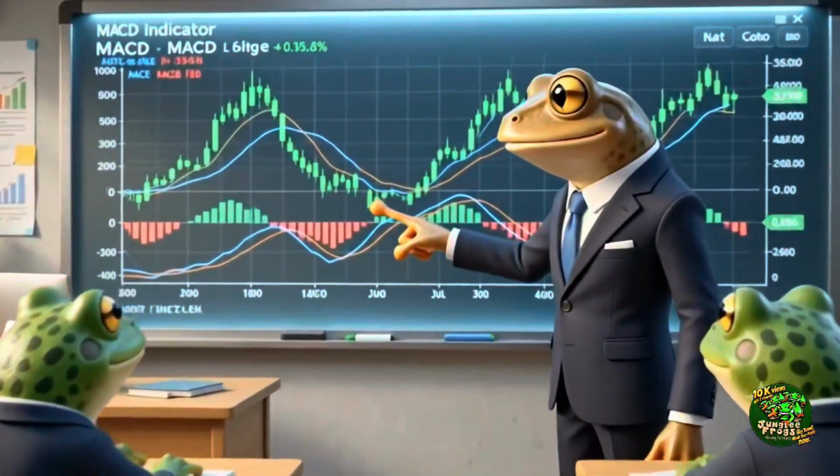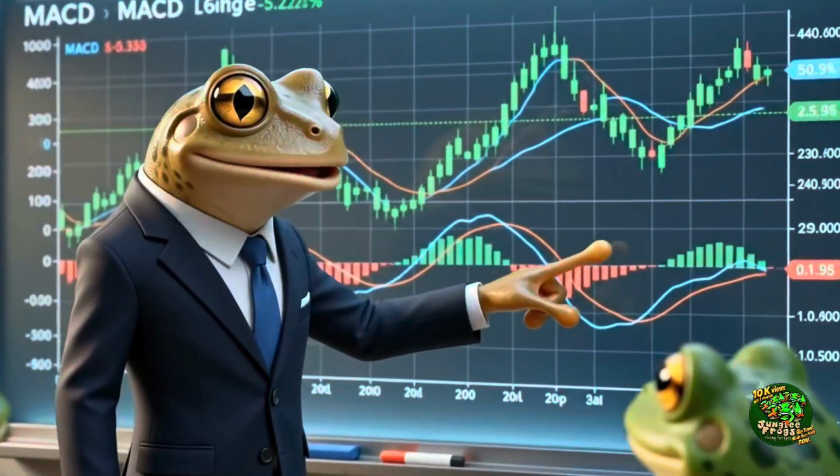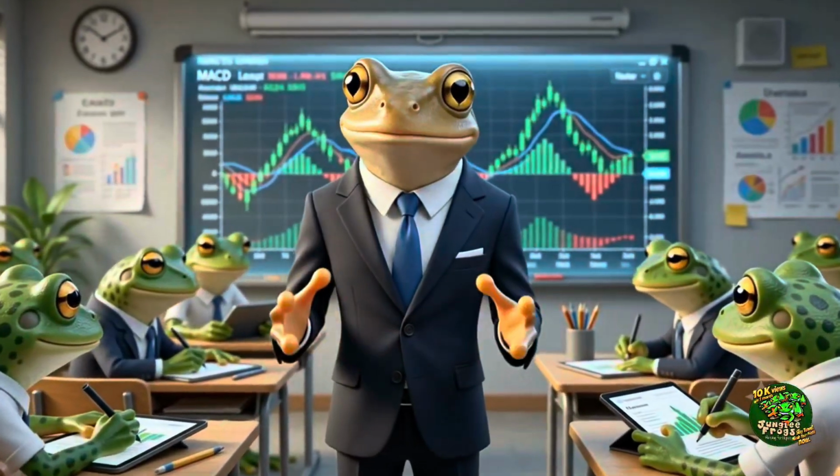Let's reveal a hidden MACD secret. Look closely at this specific crossover point. This histogram divergence predicts the trend. Master this for an ultimate trading edge.